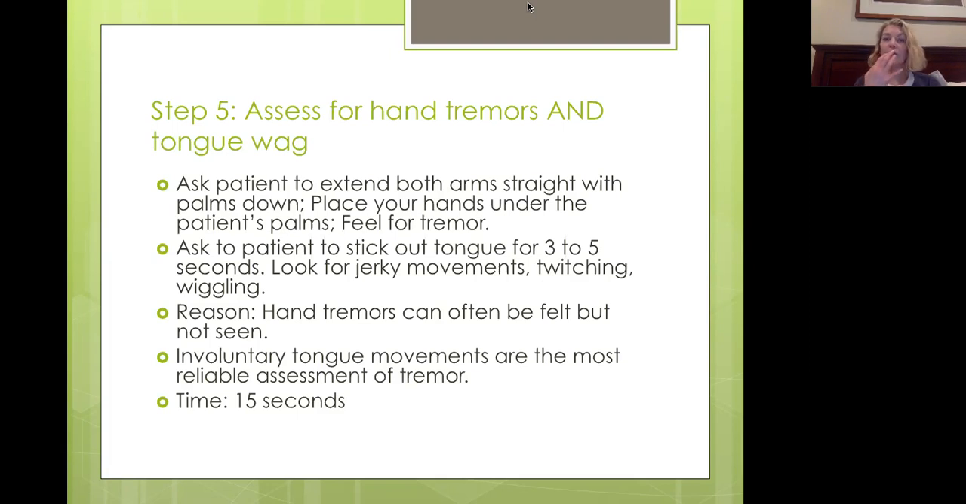The tongue will look wiggly, it can look wavy, sometimes it can kind of be jutting in and out, but it looks very autonomic. It really looks like the patient is completely out of control of his or her tongue. It's not something that you can fake. And so that's why it's a very reliable assessment of tremor. And this will take you about 15 minutes.